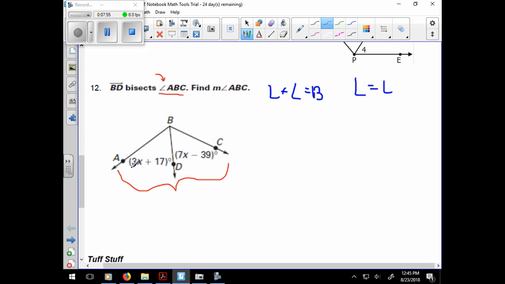So what you'll do is you'll set these equal to each other because they are equal halves, and you will get x. Now, make sure you read the directions. It wants ABC. It wants all of this. So what you will do is take your x, plug it in, and you'll add these two angles together. And when you plug them in, they better be the same because it's a bisector, so they got to be equal. So if you get 47 here, this better be 47.